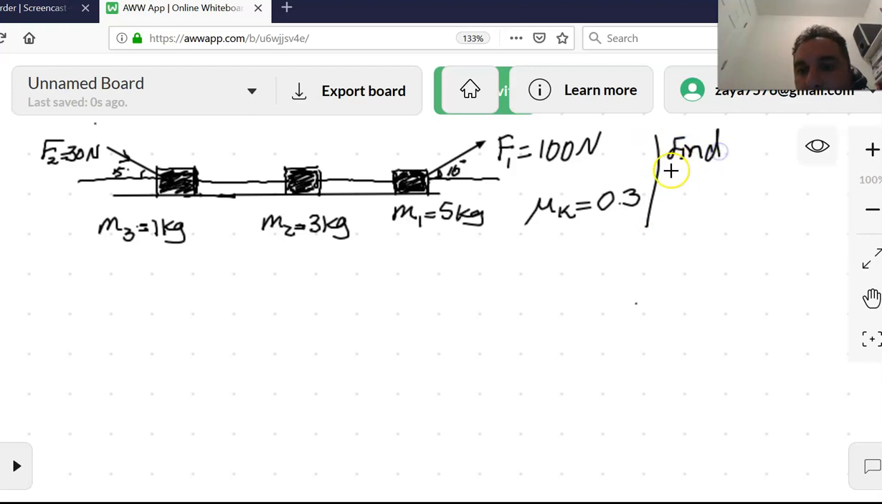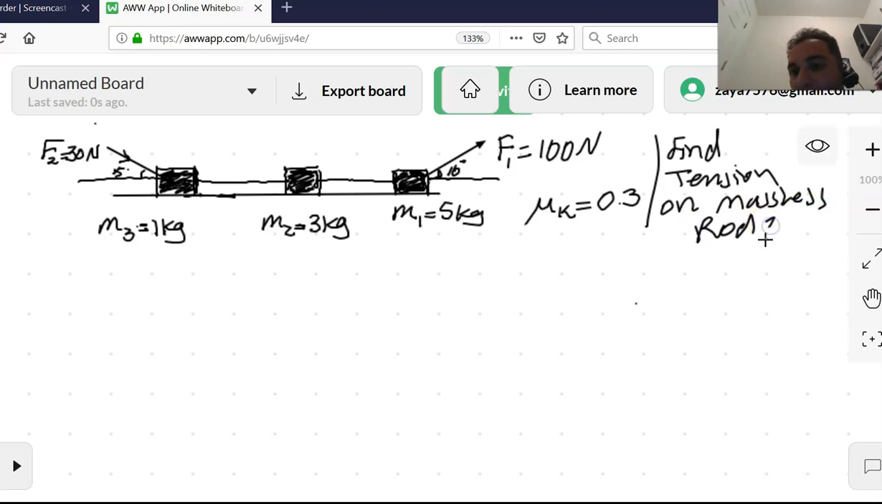The question was: find the tension on the massless rod between objects. It's very hard to write on this touch screen, honestly, but it's okay. We will go over it.